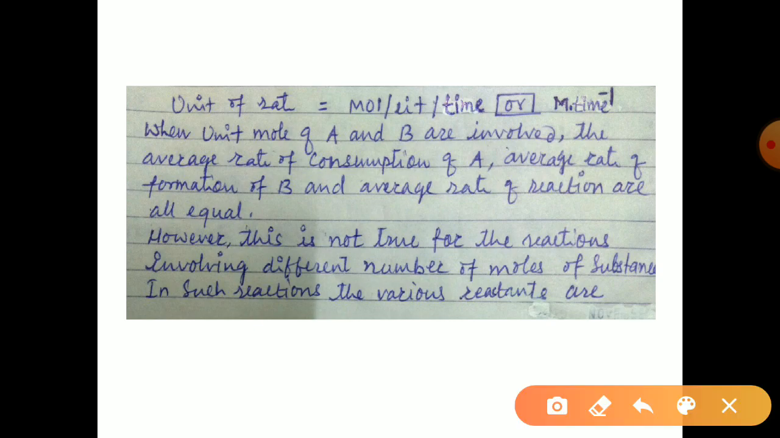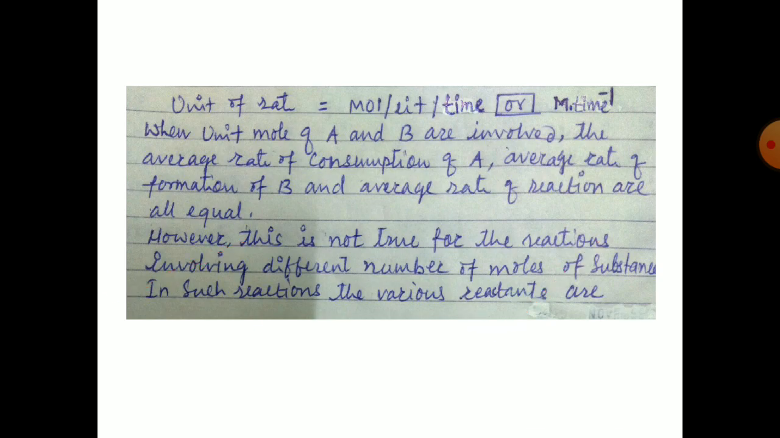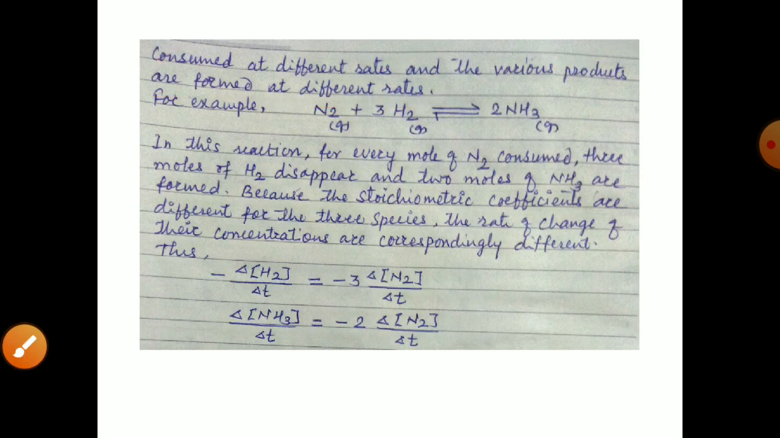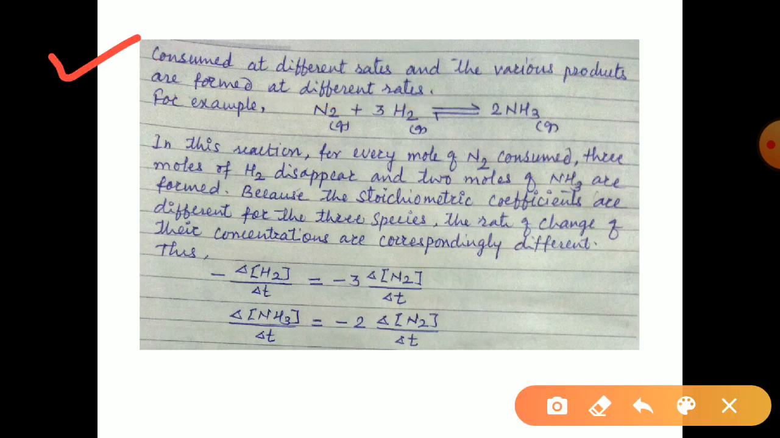In such reactions, the various reactants are consumed at different rates and the various products are formed at different rates. When the coefficients are different, it means different reactants are consumed at different rates and various products are formed at different rates.